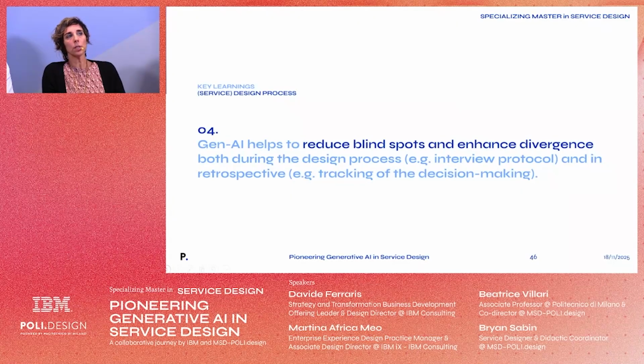So having said that, thanks to this experiment, we understood that adopting Gen AI can reduce the blind spots and enhance divergence in different phases of the design and the service design processes. For example, when you have a lot of interview protocols and you need to trace and connect all the dots, it can help designers in having a stronger link between the different stages. Also, when service designers need to trace the decisions in each step, even after months and weeks that they work on it, AI can help keep tracing the decision making in a more robust way.